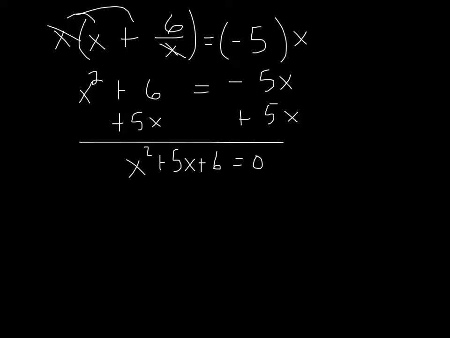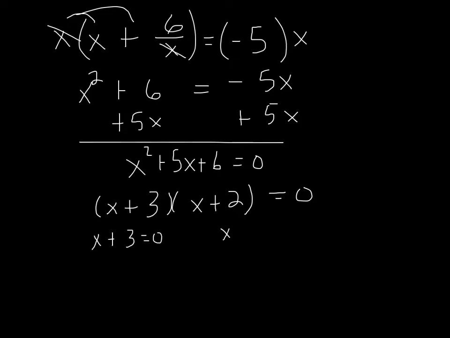This looks a lot like a quadratic equation, right? So let's go ahead and factor this. Luckily this factors nice and easy. So you get x plus 3 and x plus 2, because 3 times 2 is 6 and 3 plus 2 is 5. Then you set them each equal to 0. So x plus 3 equals 0, x plus 2 equals 0, and then you solve and you get x equals negative 3 or x equals negative 2.